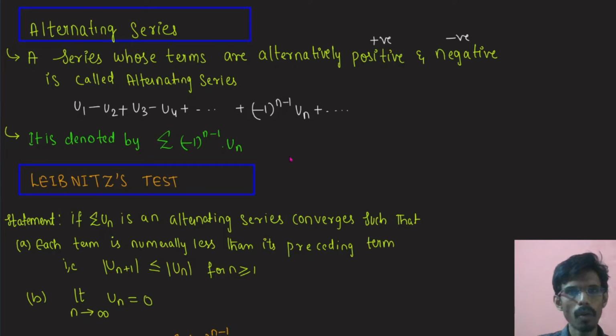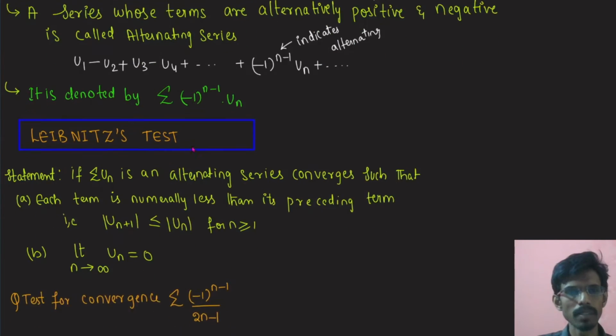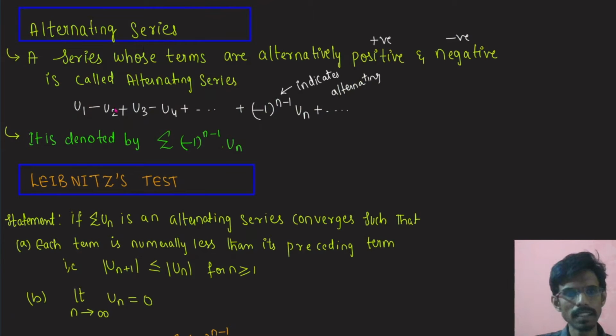This (-1)^(n-1) will indicate the series is alternating. It is denoted by sigma (-1)^(n-1) un. Leaving this factor, the other part is the nth term. This (-1)^(n-1) indicates it is an alternating series, that is, positive and negative signs appear in the series. Now for alternating series questions, we have the Leibniz test.